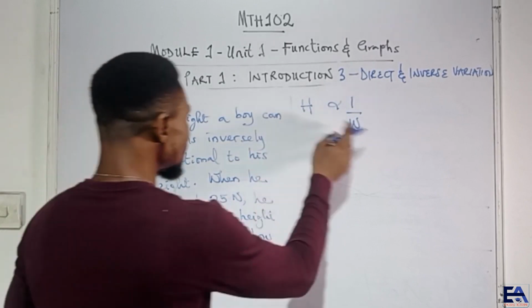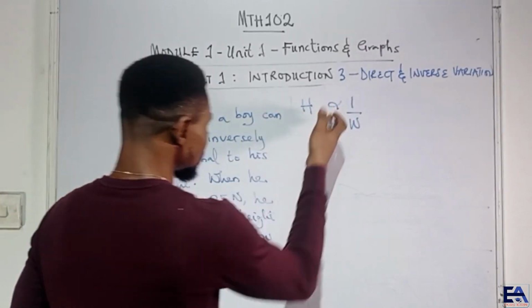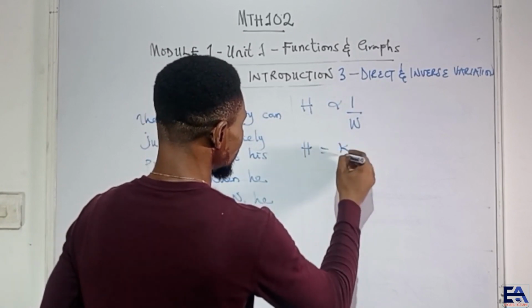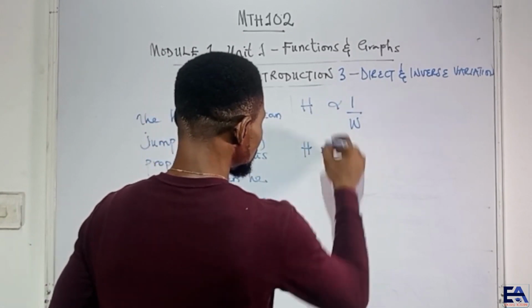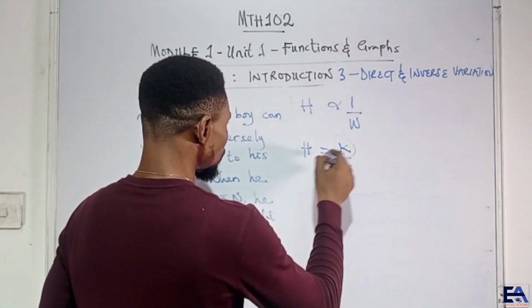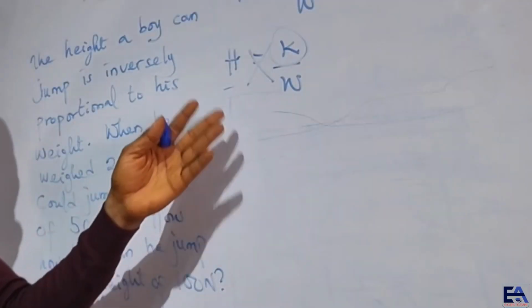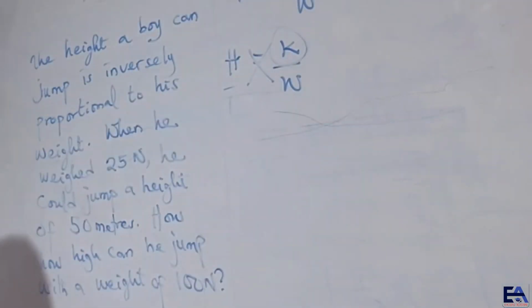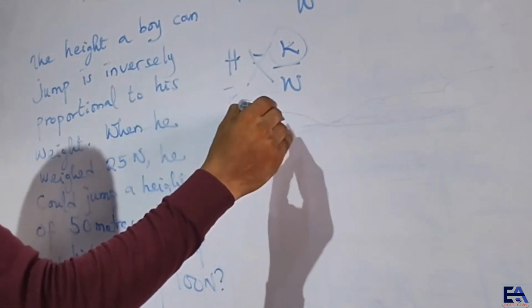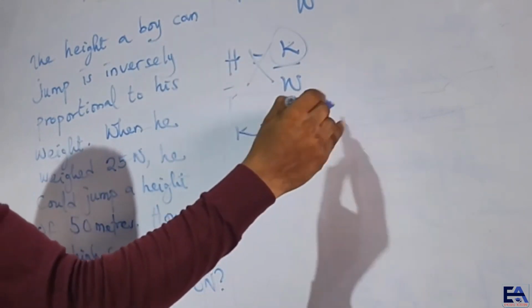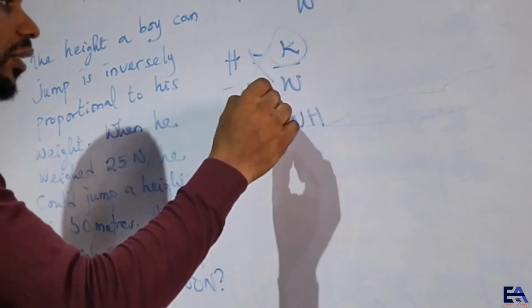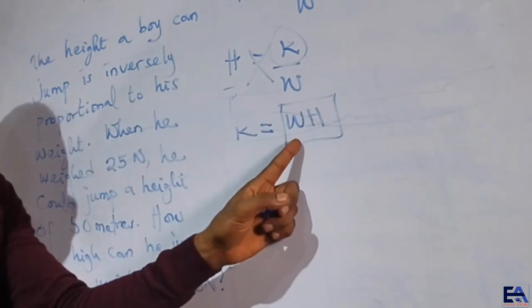Now, if this happens to be so, then we can change this to equality by indicating h is equal to k over w, introducing a constant. If we introduce this constant and cross multiply, assuming h is divided by an invisible one, k times 1 is k, and h times w is wh.